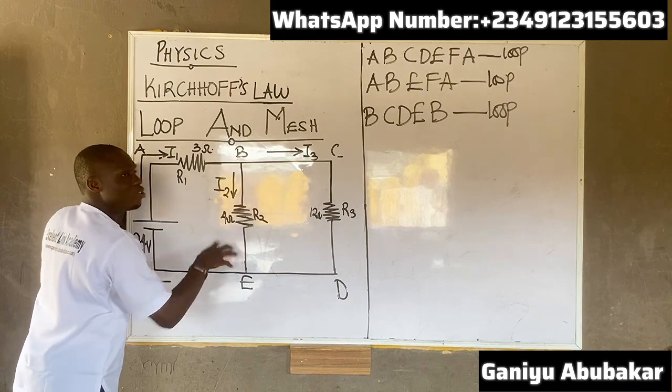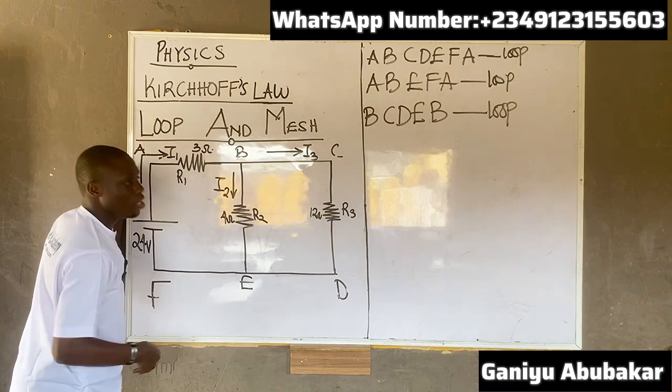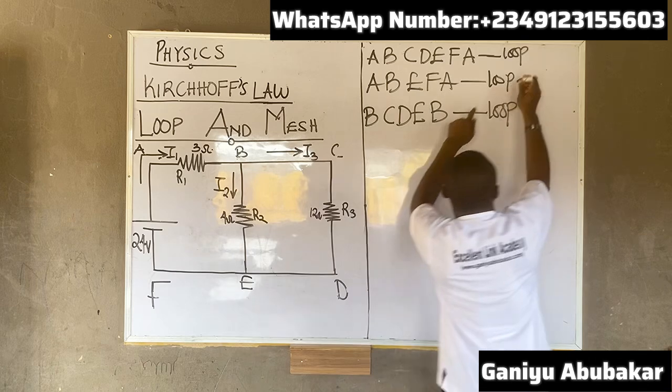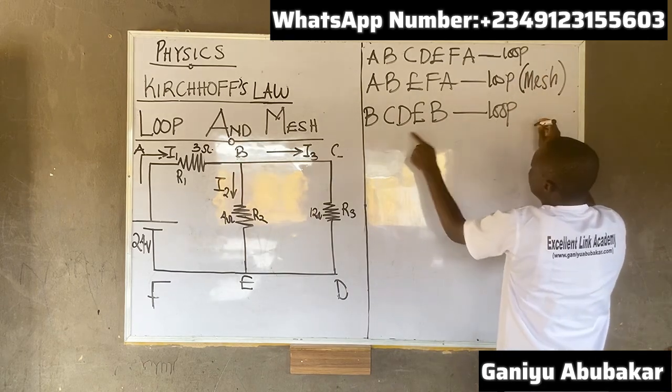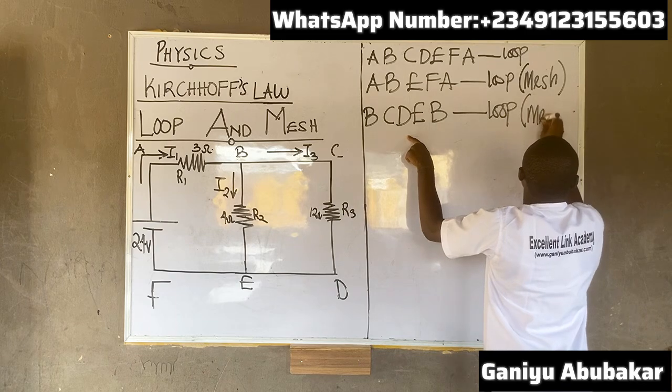So these two other loops are called meshes. So I'm saying that this one can also be called a mesh. This one can also be called a mesh.